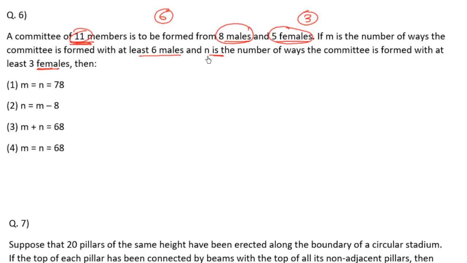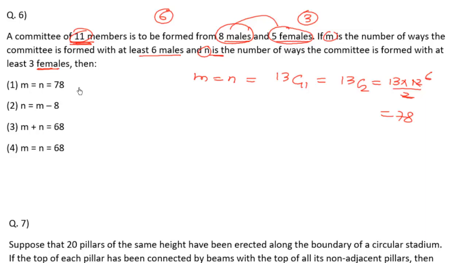That means in either case, we can say that the values of m and n will be equal, or m is equal to n, which is nothing but selecting any 11 out of these 13 members, 8 plus 5. So this will be 13C11, which effectively is 13C2. On calculation, it will be 13 into 12 divided by 2, or 78. So option 1 becomes the right answer.